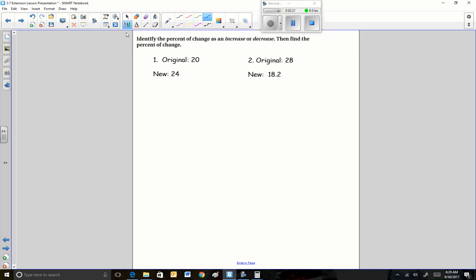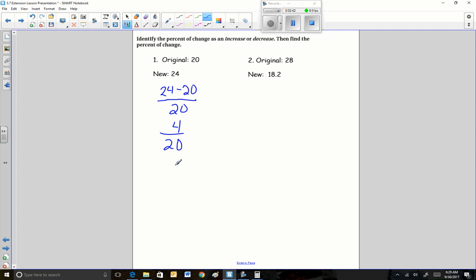Welcome back. Let's try working these out. All right, 20 was my original, 24 is my new price, so something went up in price. So it's an increase. So we do 24 minus 20, and always divide by the original. So now we have 4 divided by 20.